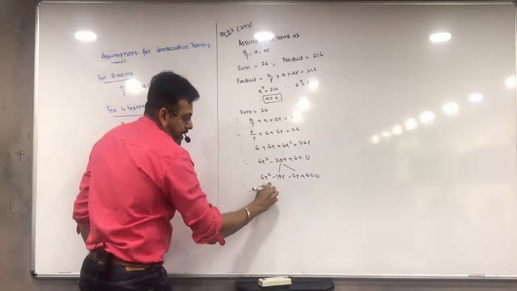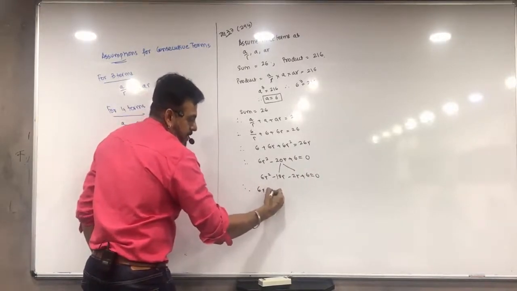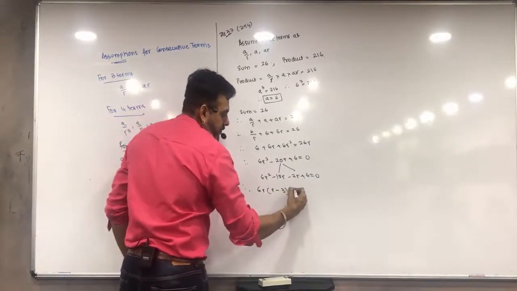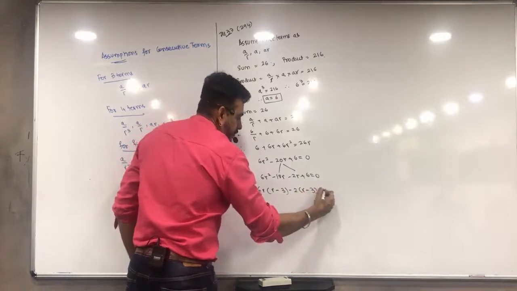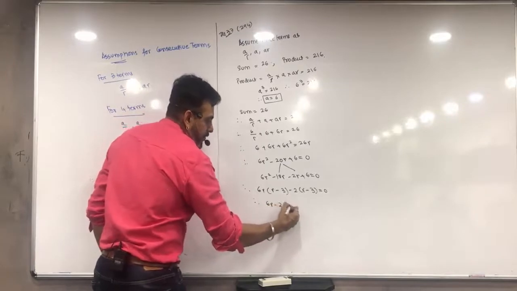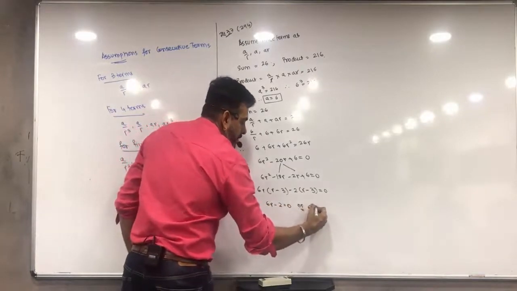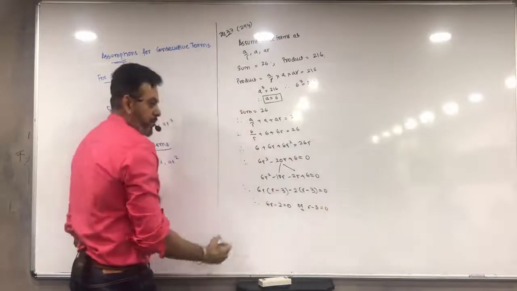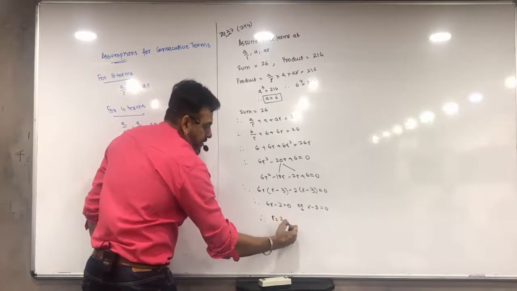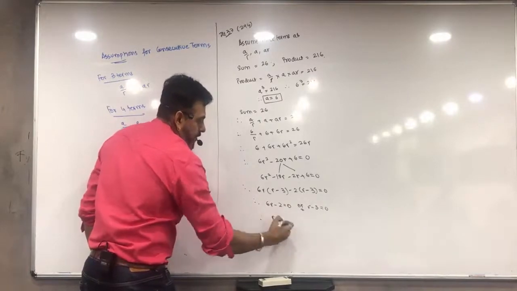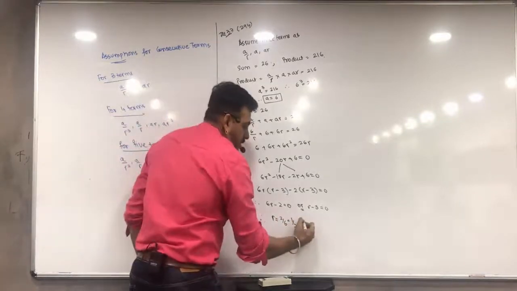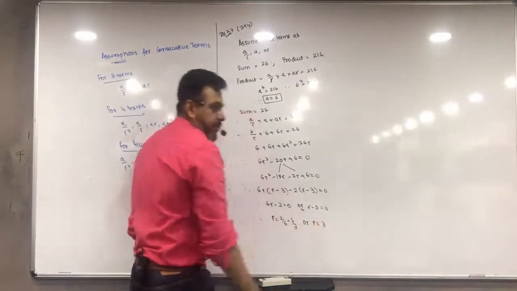Therefore, 6R is common. R minus 3, 6 3s are 18, minus 2 common. R minus 3 is equal to 0. Therefore, 6R minus 2 is equal to 0 or R minus 3 is equal to 0. Therefore, R is equal to 2 by 6, which is 1 by 3, or R is equal to 3.